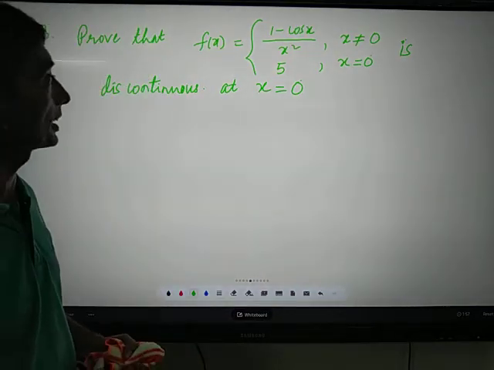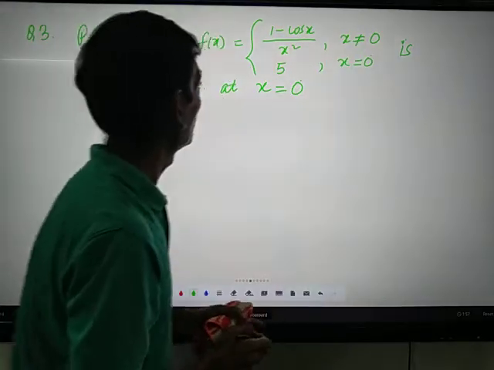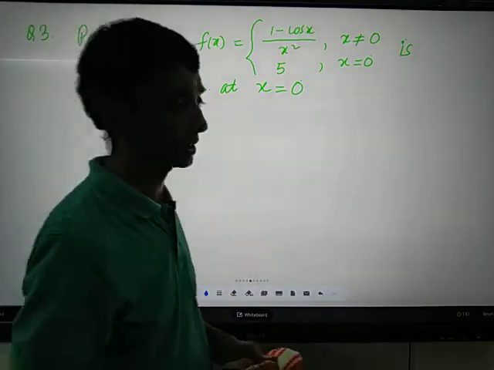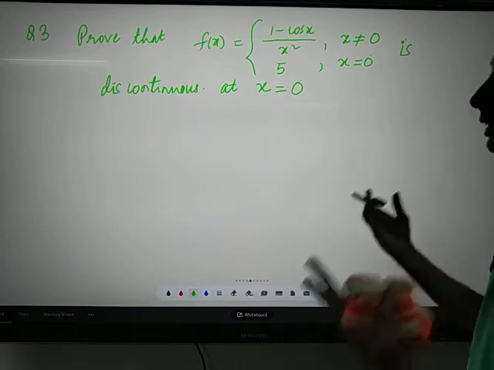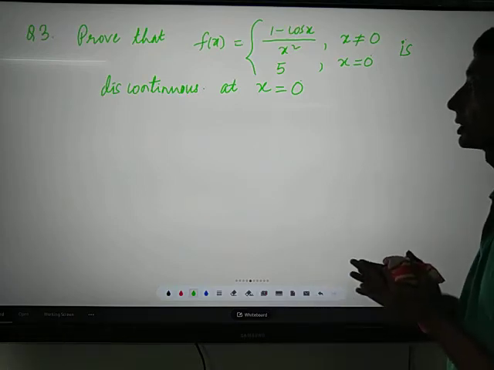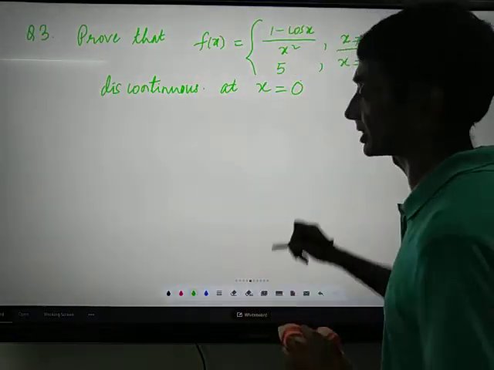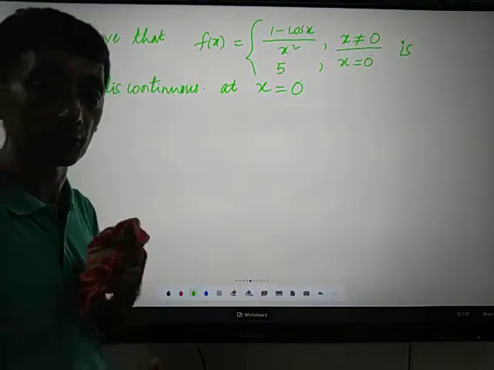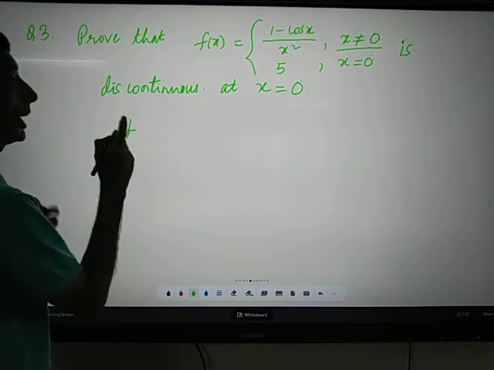Prove that f(x) is equal to (1 minus cos x) by x squared for x not equal to 0, and equal to 5 for x equal to 0, is discontinuous at x equal to 0. So that is the question. It's indirectly given; you need to prove this function is discontinuous at x equal to 0. Since it's given as x not equal to 0, we don't need to calculate the left hand limit and the right hand limit separately. We'll just calculate the limit at x equal to 0.